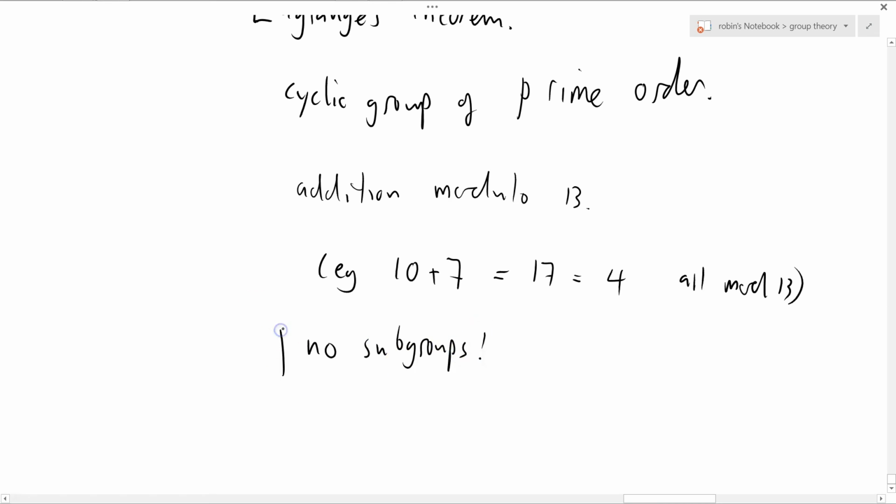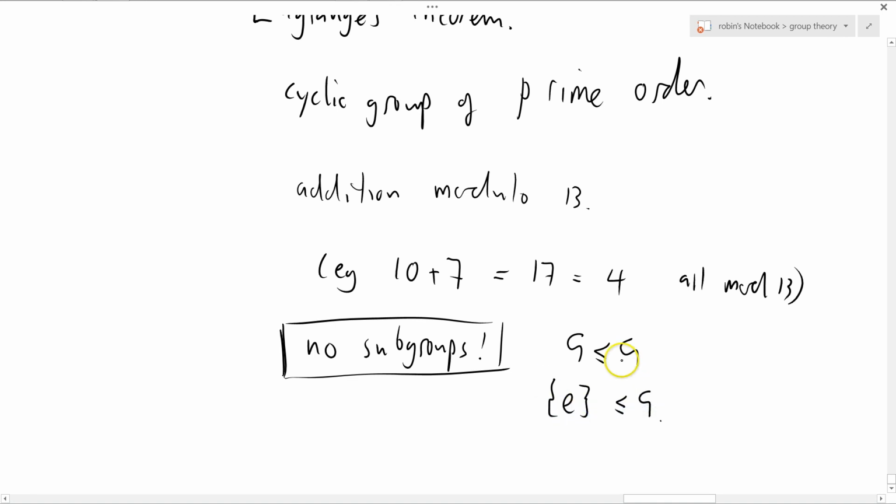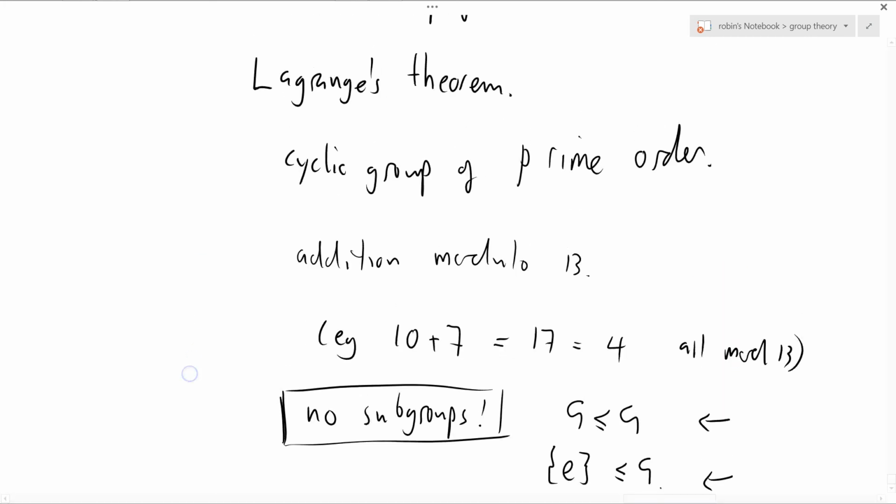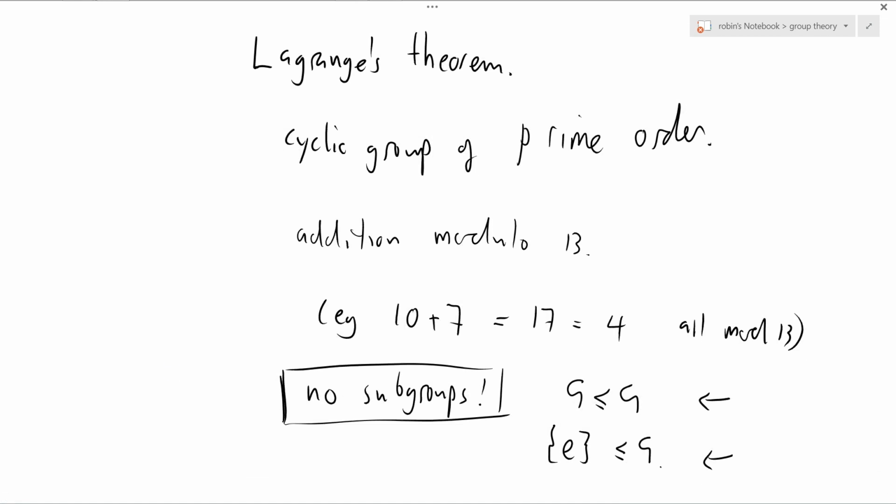That's nice. If you have a group of prime order, well, nothing divides it. So there's, well, I say no subgroups. Of course, there's the whole group, and there's the identity element, which is there. But those are the only ones, because the only numbers that divide a prime number are the prime number itself and 1. This is called Lagrange's theorem, and I think it's really good. I'm going to stop there.